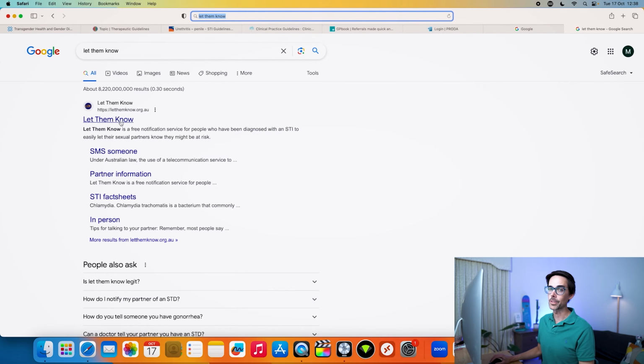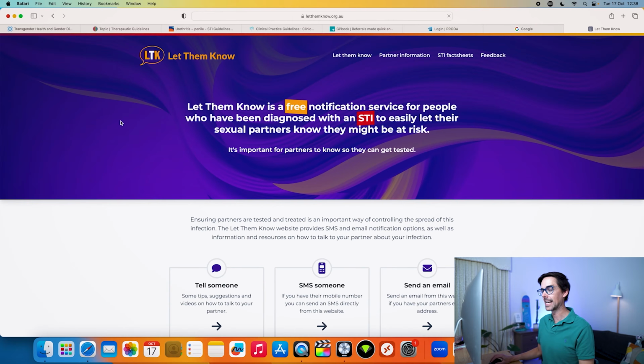The one thing I'll also mention very briefly when you are dealing with STIs, and you might already know this, is there's an awesome website called Let Them Know. I'll just briefly show you what I'm talking about. letthemknow.org.au. And the cool thing about this is that this is a way to instigate contact tracing, and the patients can do this, and it's completely free. Basically, patients will write in the mobile numbers of their previous sexual partners, and those partners will get an anonymous text message letting them know that they should really get checked out for STIs.